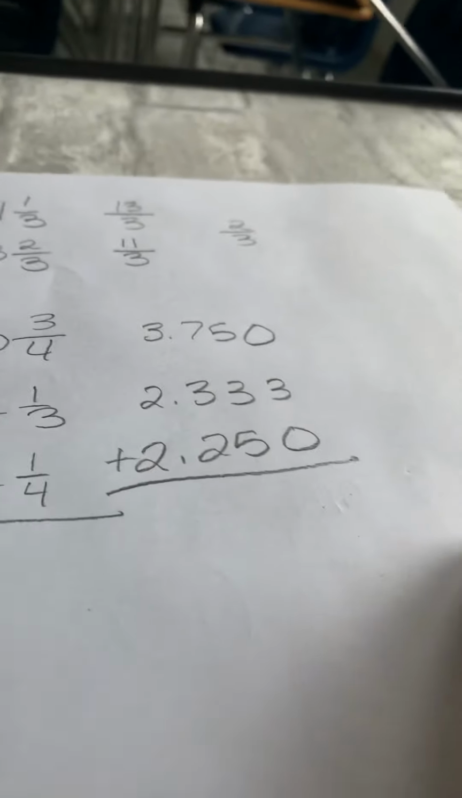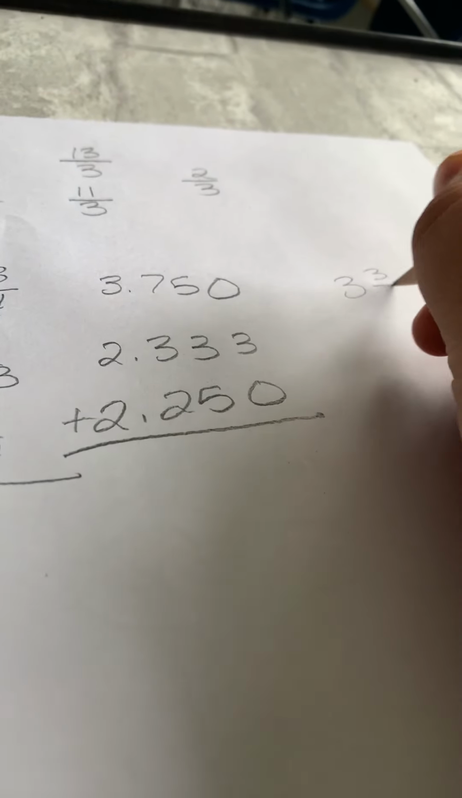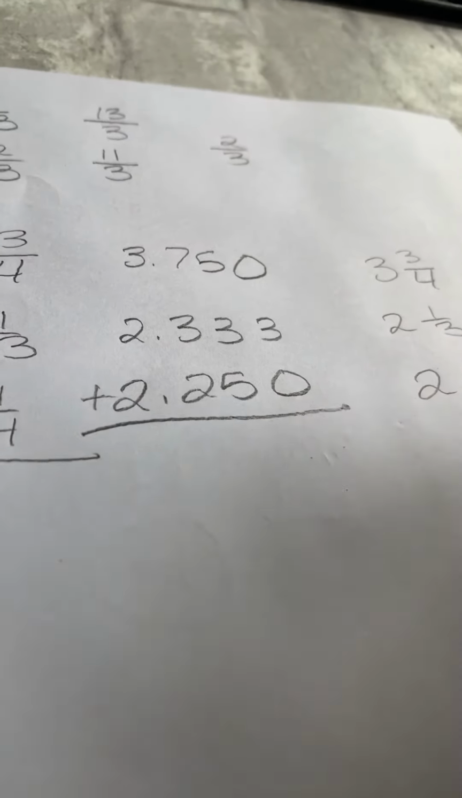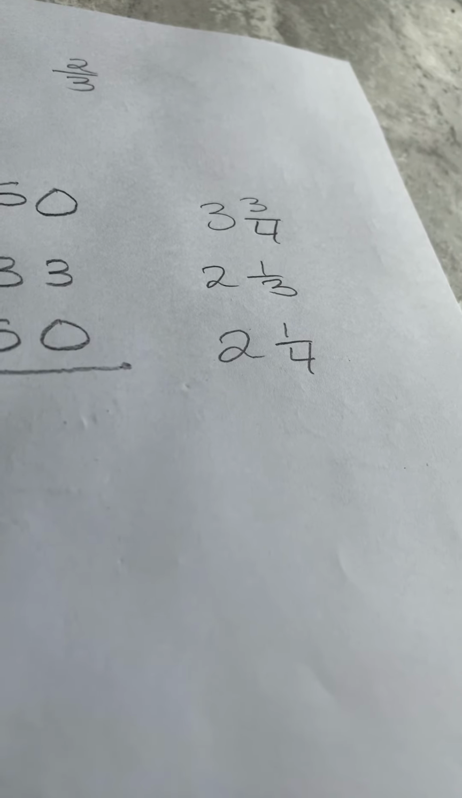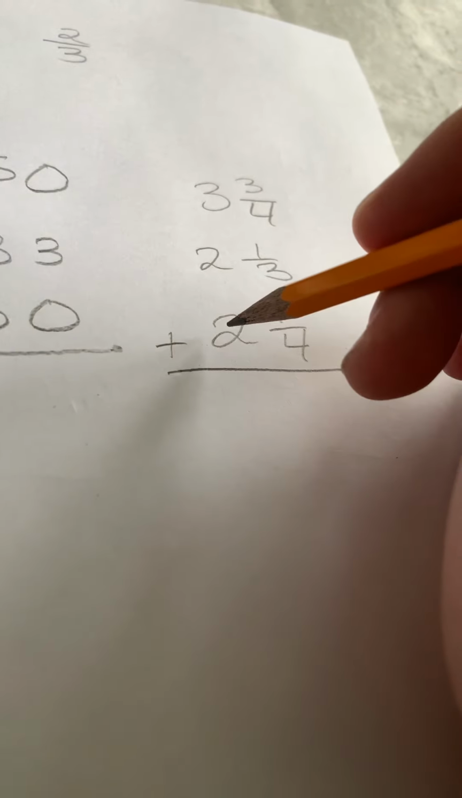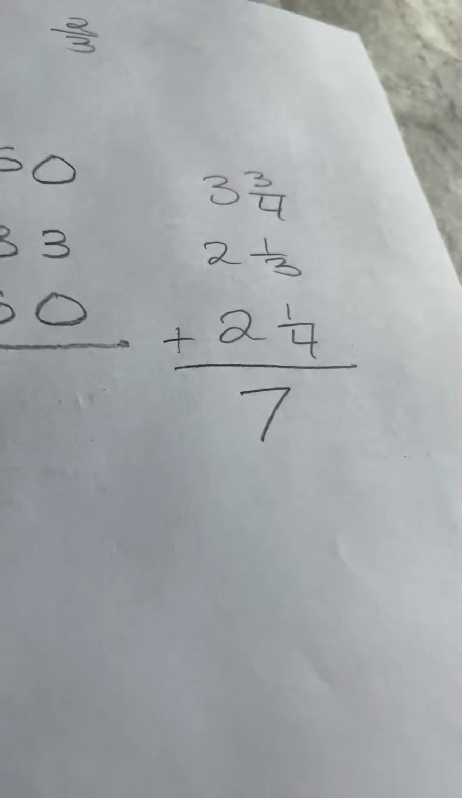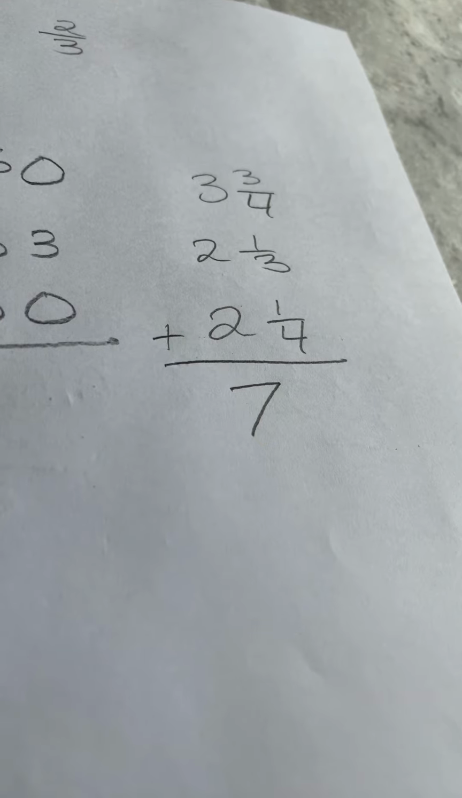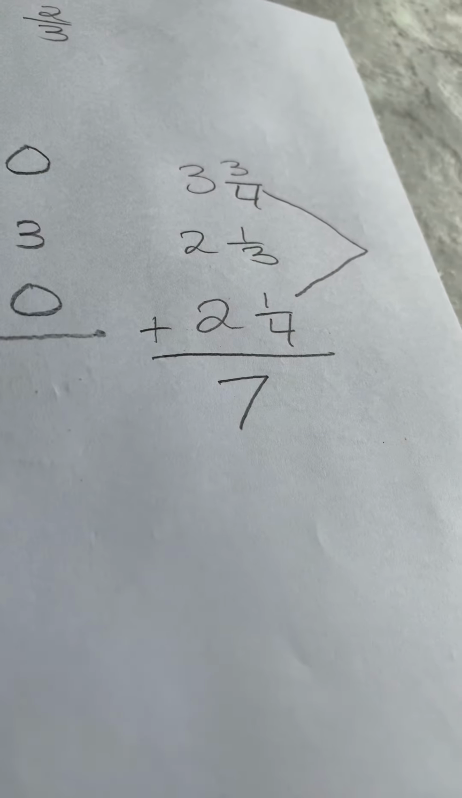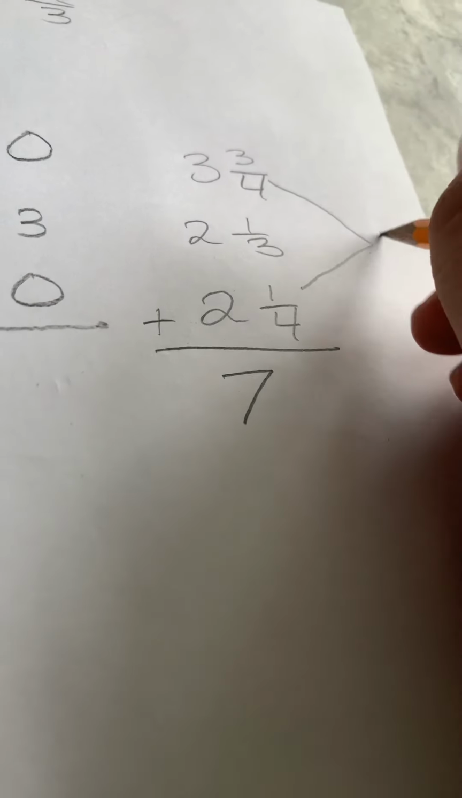Or let's look at it this way. So I want to rewrite them again. 2 1/3, 2 1/4. Okay. Now, here's what I'm going to do. I'm going to first add these whole numbers. 3 plus 2 is 5. 5 plus 2 is 7. Now, here's what I want you to notice. What do I get when I add 3/4 and 1/4? That's a whole. So that's another whole.